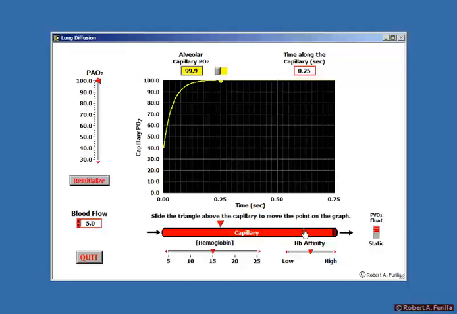The rest of the way along this capillary, the blood is no longer able to pull oxygen out of the alveoli. So we have this flow limitation. Blood is flowing too slowly to pull more oxygen out of the alveolar air.